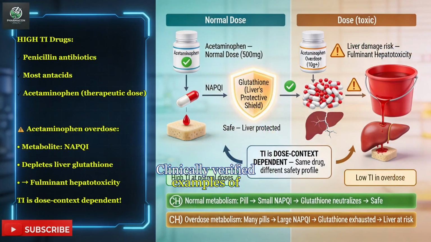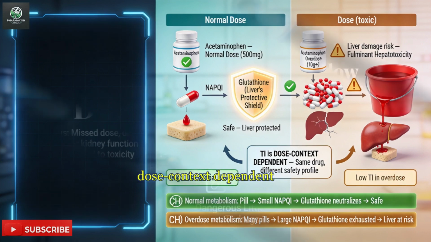Clinically verified examples of high therapeutic index drugs include penicillin-class antibiotics, most antacids, and acetaminophen, known as paracetamol, at therapeutic doses. However, acetaminophen carries an important teaching point every clinician must understand. Despite its high TI at normal doses, in overdose it generates a toxic metabolite called NAPQI. NAPQI depletes hepatic glutathione stores and causes fulminant hepatotoxicity. This teaches us that TI is always dose context dependent.